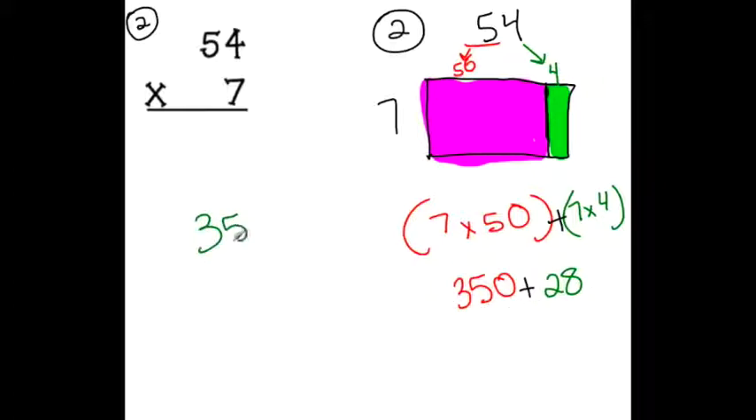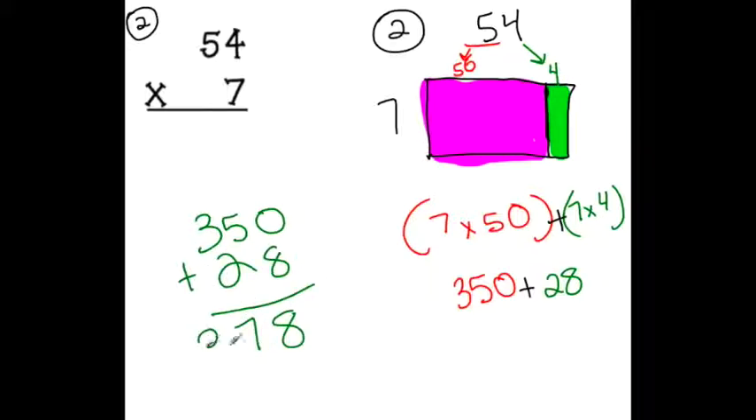So 350 plus 28 is 378. Notice how I don't have to put 350 in here and 28 in here. But I could if I wanted to, but I don't need to because I have my equation, I have my model, I have my answer. So you don't need to put those there. But if you like to, you of course may.